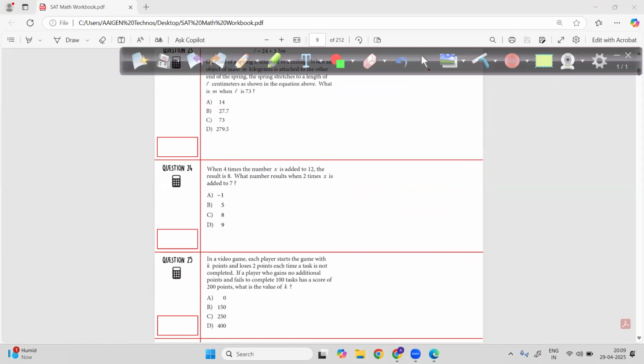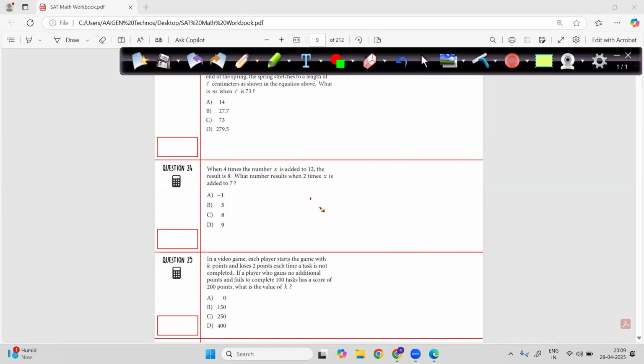When 4 times the number x... they did not give an equation. You need to frame an equation. When 4 times the number x is added to 12, the result is 8. What number results when 2 times x is added to 7? The question is, what is the answer when 2 times x is added to 7?